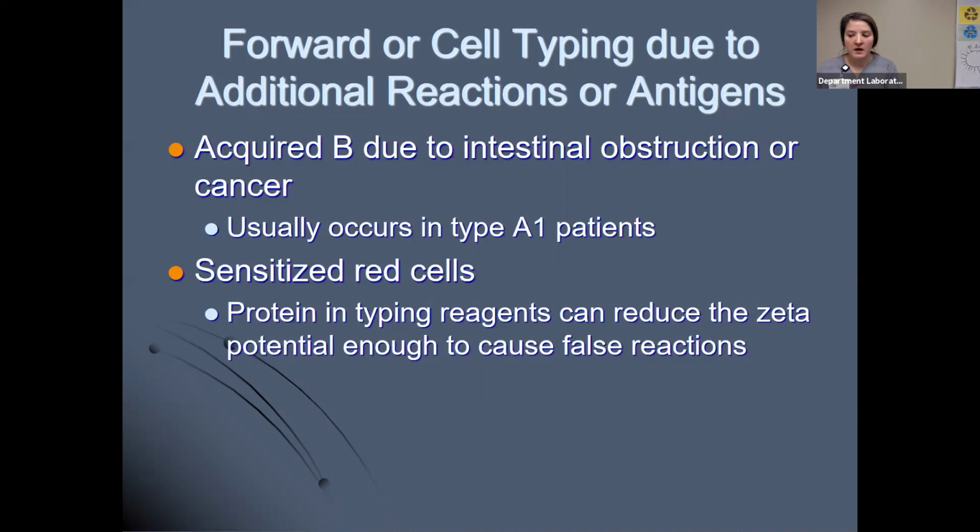Sensitized red cells. There are a lot of different types of blood bank reagents. Some reagents even use high protein. Using that high protein reagent can cause some false positive reactions. Not a lot of places use that high protein reagent any longer. Now everybody is pretty much moving to monoclonal reagents, and we're going to talk about monoclonal versus polyclonal.